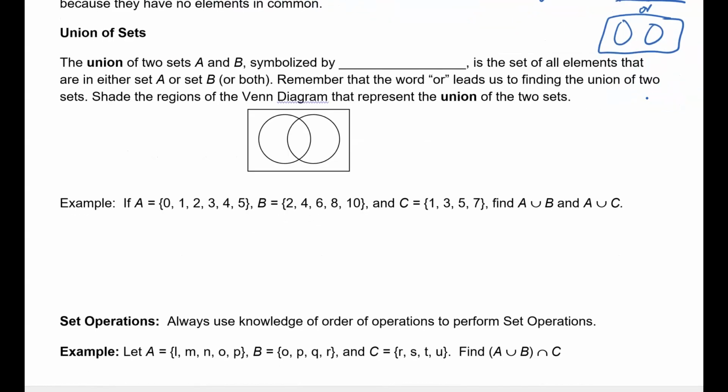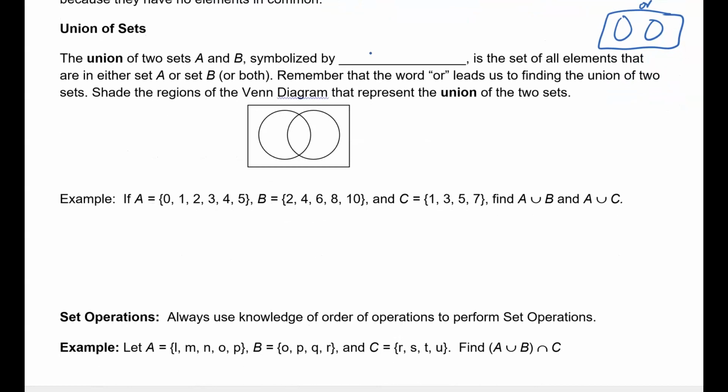The union of two sets is written with a symbol that looks like a U. It's different than the letter U on your keyboard, but it looks like a U. If you need to type it on the computer, like in Connect, you need to use the math palette. This symbol is there for you, and it stands for the union.